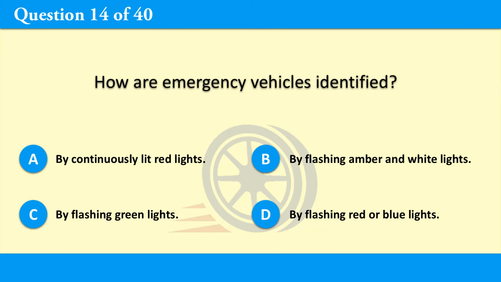How are emergency vehicles identified? A. By continuously lit red lights. B. By flashing amber and white lights. C. By flashing green lights. D. By flashing red or blue lights.